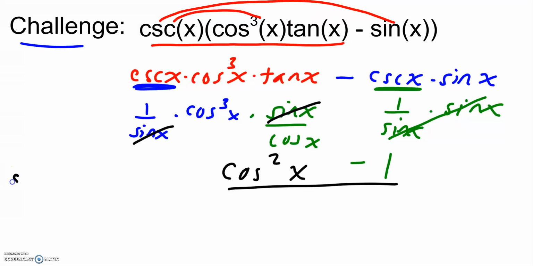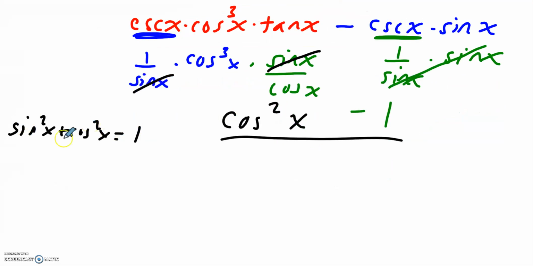Because again, I know that sine squared x plus cosine squared x equals 1. So let's see if we can manipulate this identity to become this. Cosine and 1 are on the same side. So let me subtract the cosine over and get sine squared x is equal to 1 minus cosine squared x. Does this match this yet? Not quite. It looks like the signs are different.